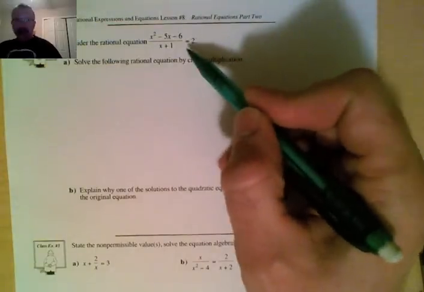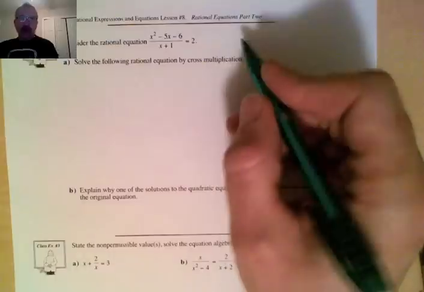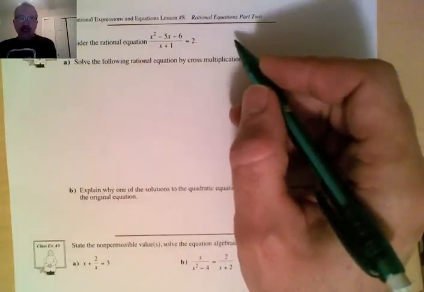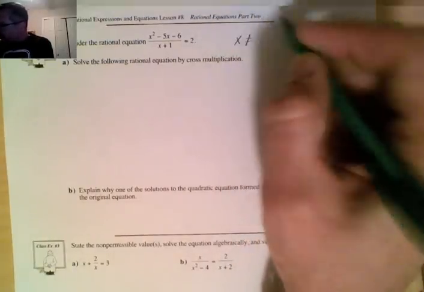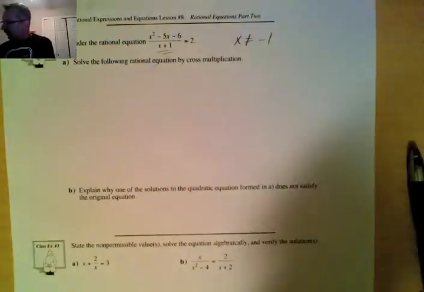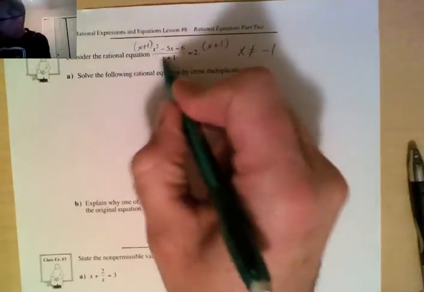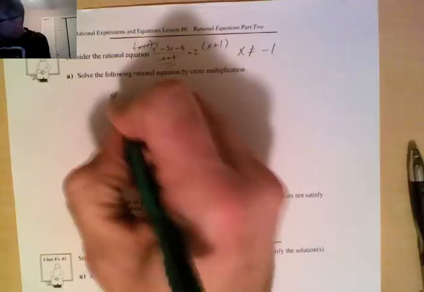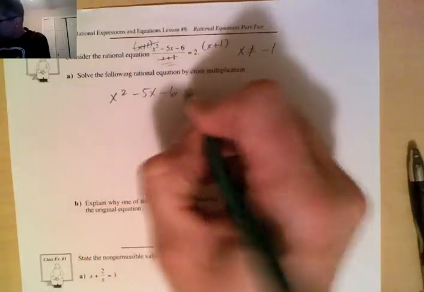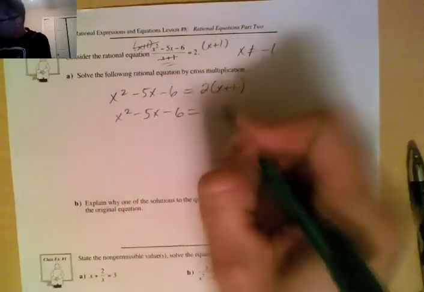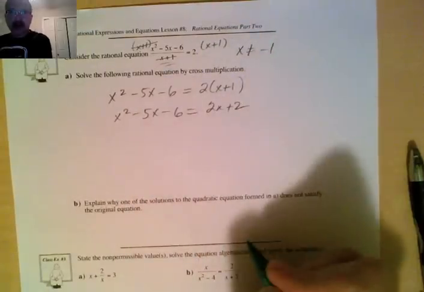If we look at this next example, there's nothing that we can do to factor the denominator, but if we look at this and determine the non-permissible value, x cannot equal negative 1. It's just that one value. Now, if we multiply each side of the equation by x plus 1 to get rid of our fractions, on the left side the x plus 1's cancel out. So you're left with x squared minus 5x minus 6 equals 2 times x plus 1. Or if you expand this, you get 2x plus 2 on the right-hand side.